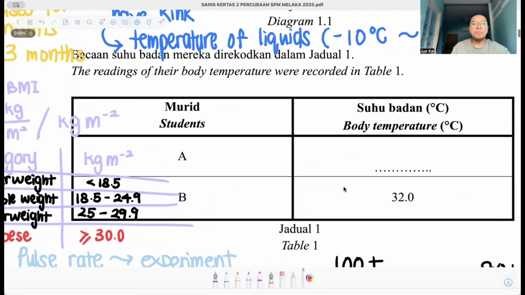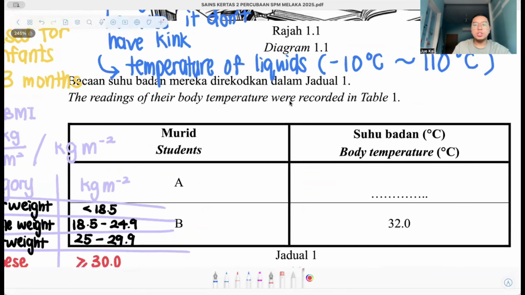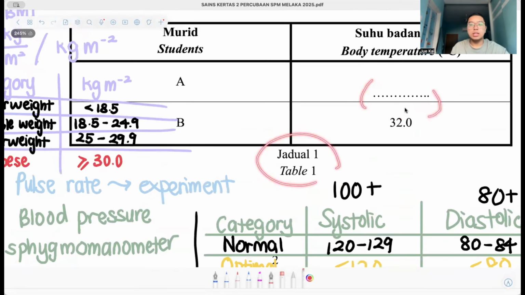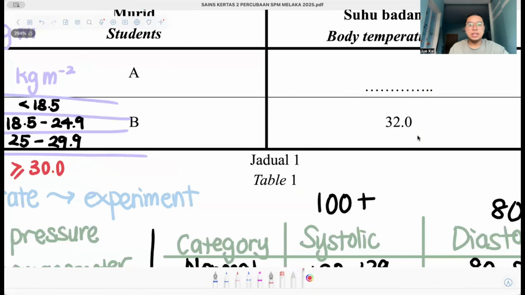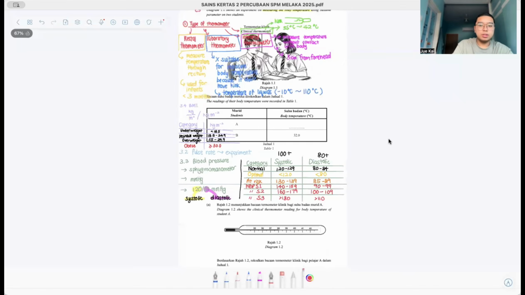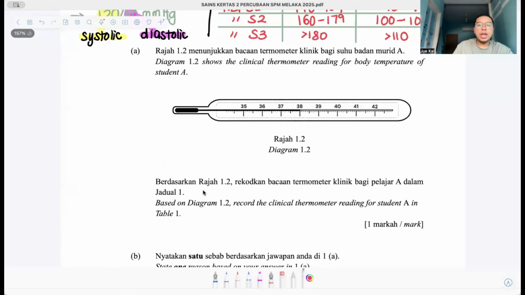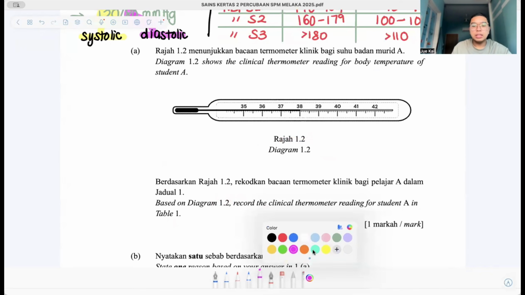Let's see. The readings of their body temperature were recorded in table 1. So this is table 1. Let's see question 1a. Based on diagram 1.2, I can see 1.2 is here. Record the clinical thermometer reading for student A in table 1.